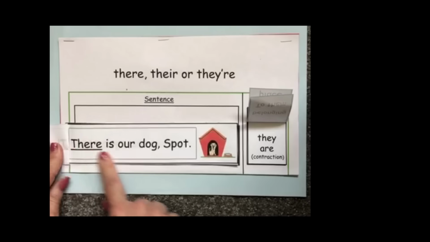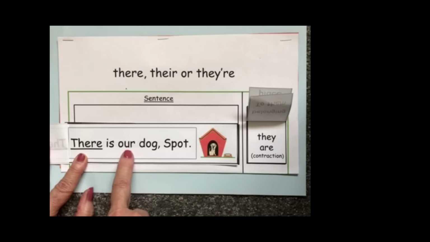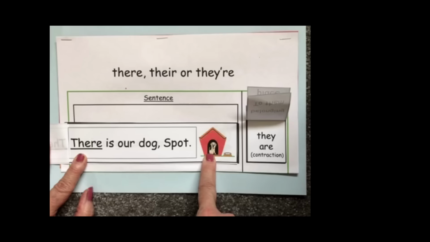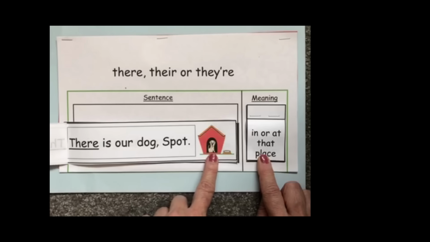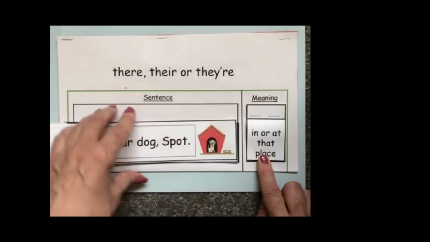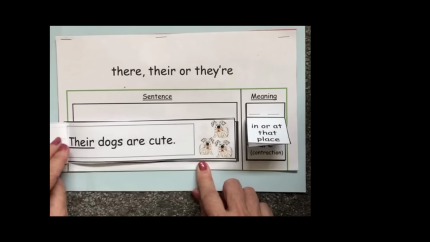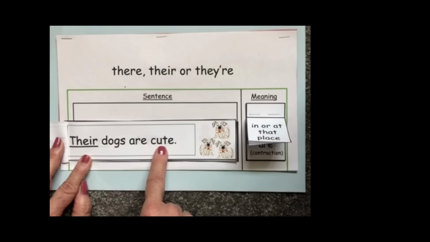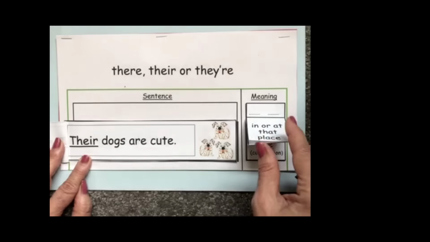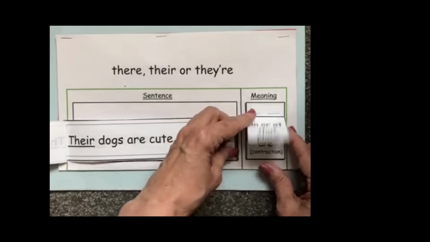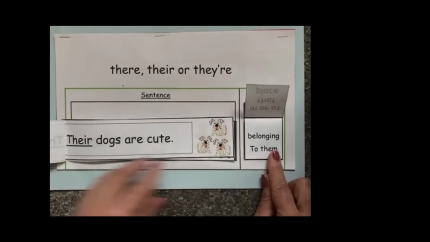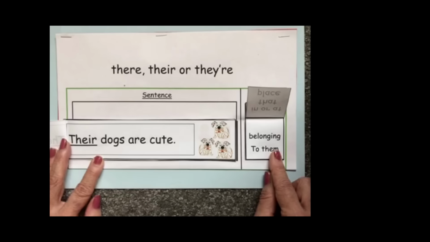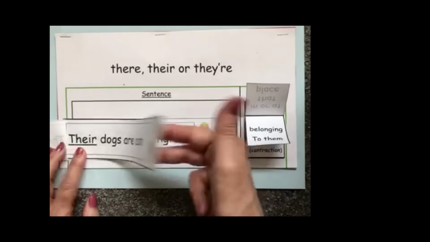The next sentence is, there is our dog Spot. Where is Spot? There is Spot. It does mean in or at that place. Spot is in the dog house. Our next one. Their dogs are cute. Their doesn't mean in or at that place. It's not a contraction, so it means belonging to them. It's their dogs. Let's go to the next sentence.